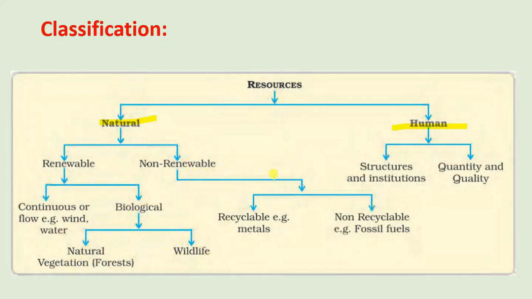Non-renewable resources are recyclable and non-recyclable. Recyclable resources are like metals, which can be used again and again by recycling. Non-recyclable resources are like fossil fuels that are exhausted after use. Human resources are the structures and institutions that human beings create, and the quantity and quality of the different resources.